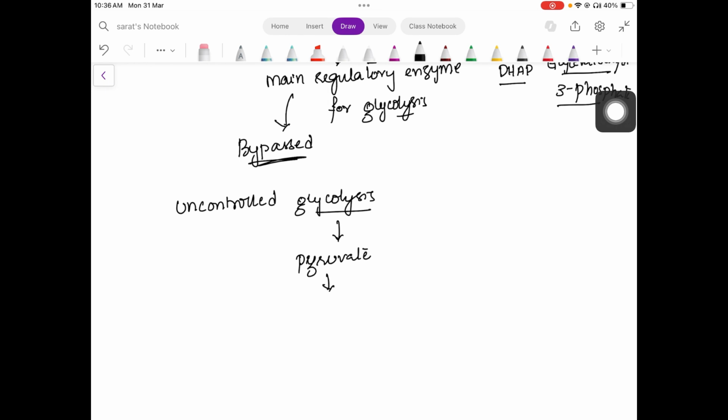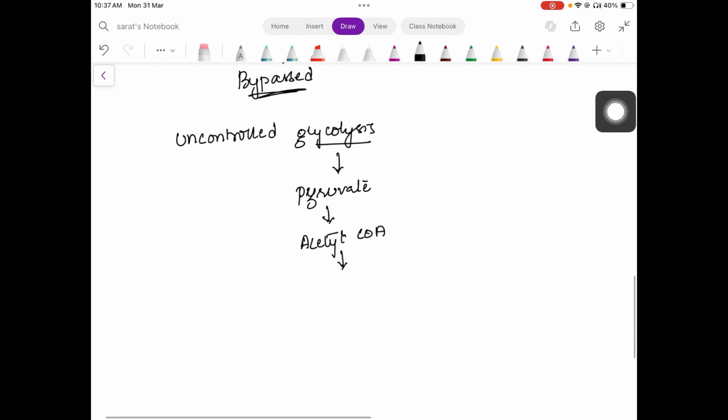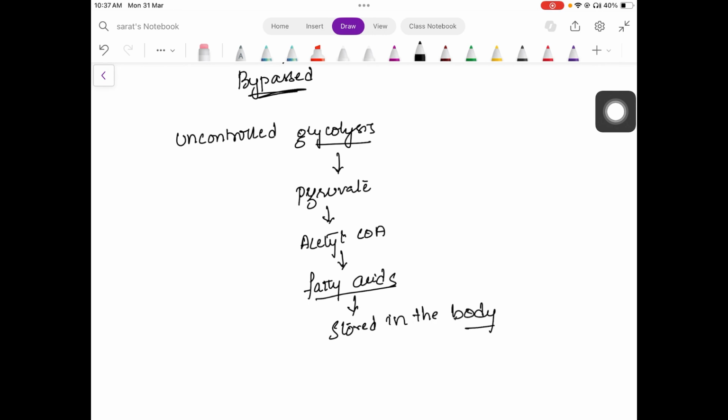This pyruvate will be converted into acetyl CoA, and this acetyl CoA will be converted into fatty acids. And these fatty acids are stored in the body. So fatty acid levels will increase in our body whenever you take high amounts of fructose, because fructose will be directly converted into dihydroxyacetone phosphate and glyceraldehyde 3-phosphate without the regulatory step which is present in glycolysis through phosphofructokinase.